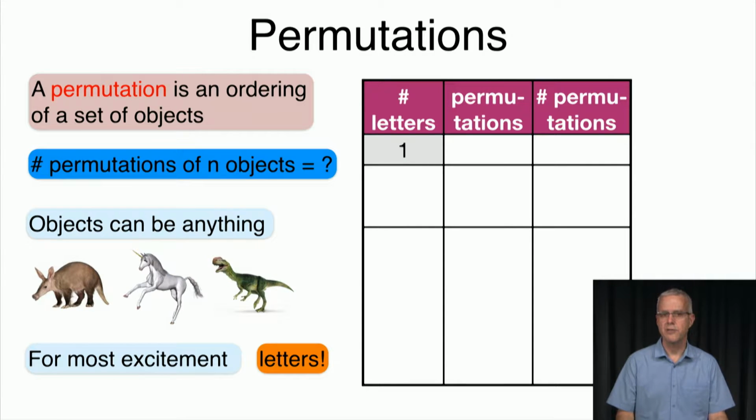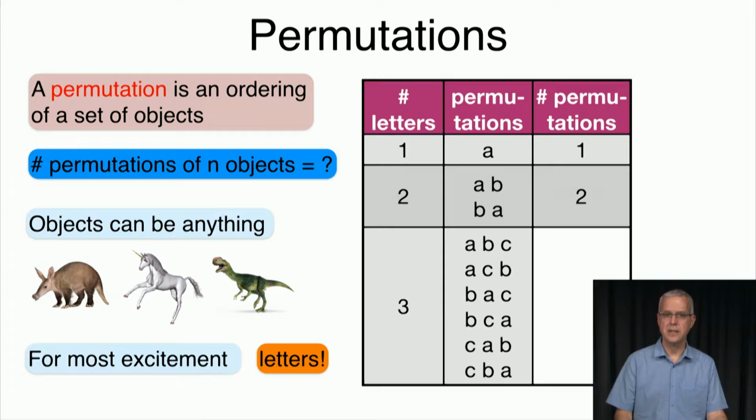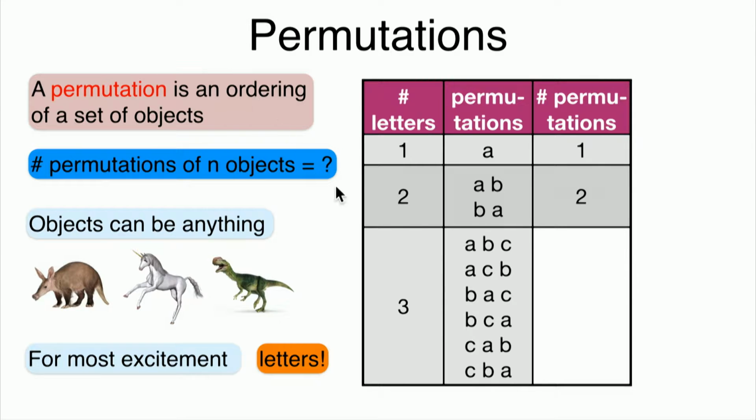Okay, so here, if we have a single letter, let's just call it A, there's only one way to arrange that, so the number of permutations is 1. If we have two letters, for example, A and B, then we can arrange them as AB or BA, and there are two ways to do that. If we have three letters, for example, ABC, we can arrange them as ABC, ACB, BAC, and so on up to CBA, and one can see that these are all the ways to arrange the three letters, so the total number here is 1, 2, 6.